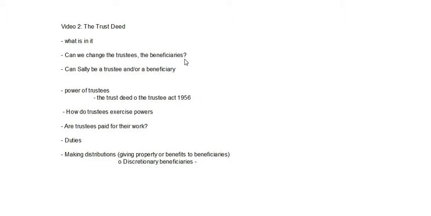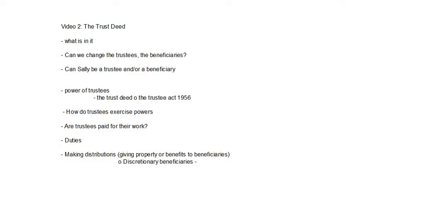For example, can we change the trustees or the beneficiaries? Can Sally be a trustee? What are the powers we should put in there? How do the trustees exercise that? Should they be paid? What are their duties? How do they actually have to act as a trustee? Can we sue them if they don't do it properly? And what about making distributions?